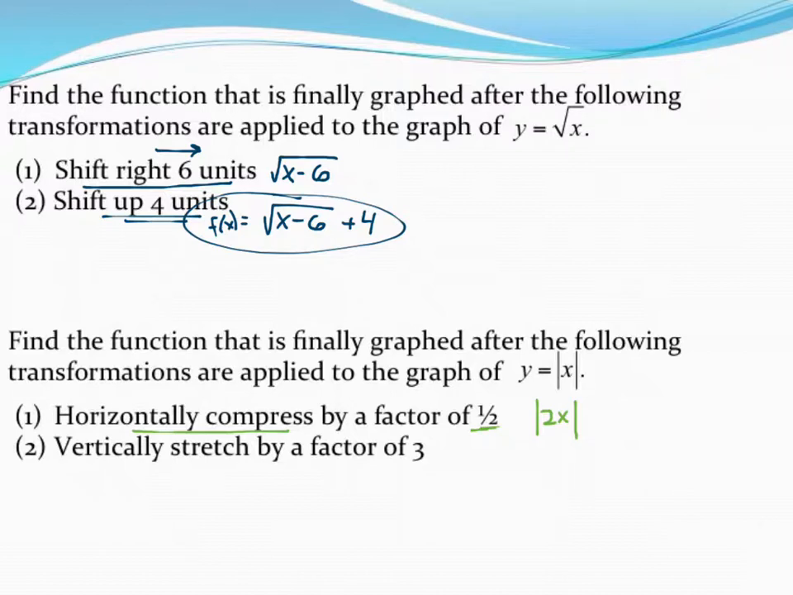Next up, then, they want me to vertically stretch this by a factor of 3. Well, vertical things happen outside of the bars, and they do what they say they're going to do. So if I want this to be stretched 3 times taller, I'll multiply the outside by 3, and then the absolute value of 2x. And no, you cannot multiply those to make 6x. And then once again, to finish it, just go ahead and throw a y equals or an f of x equals in front, and there's our function that's been transformed as they've described.